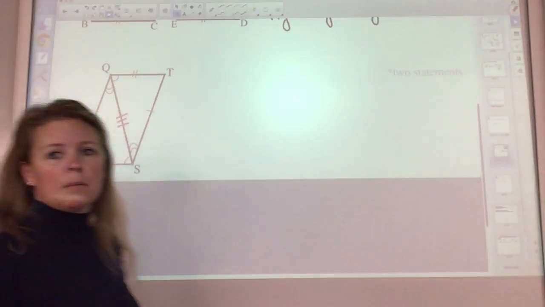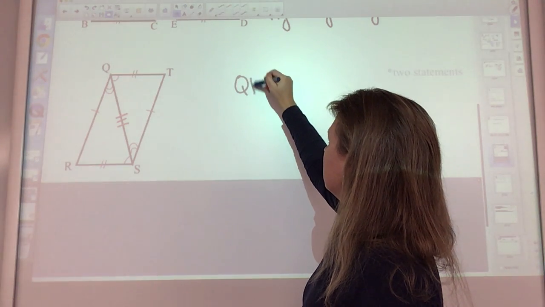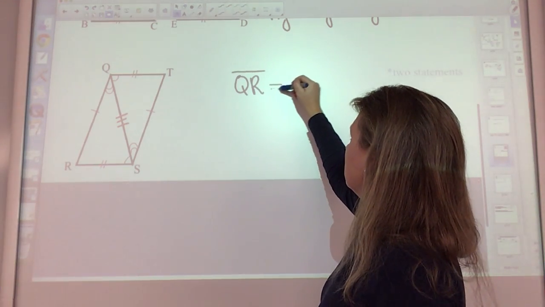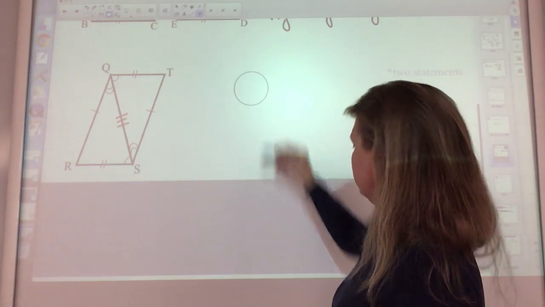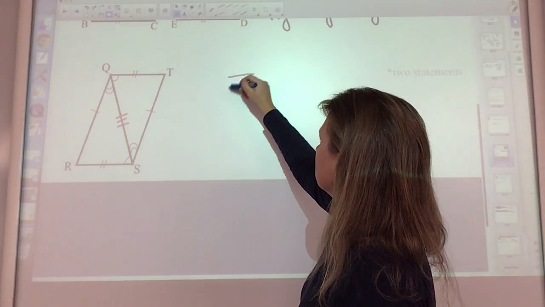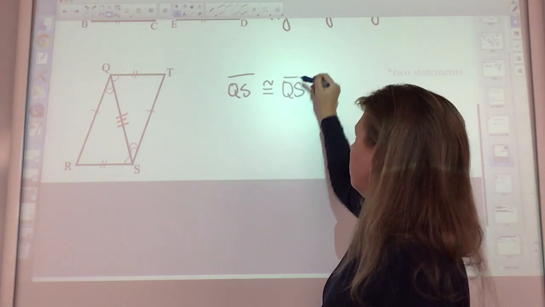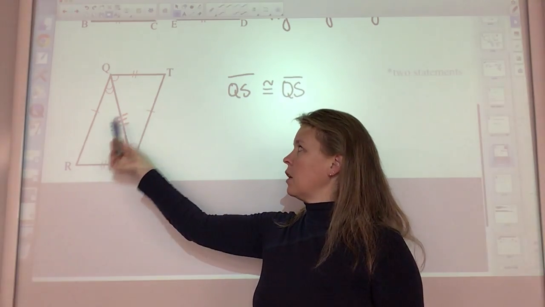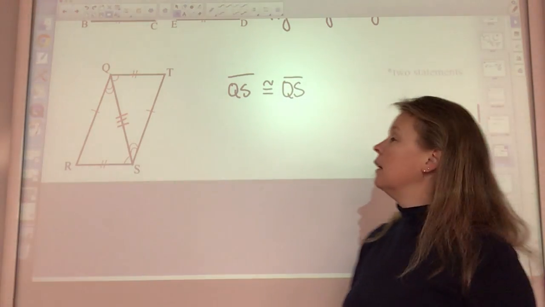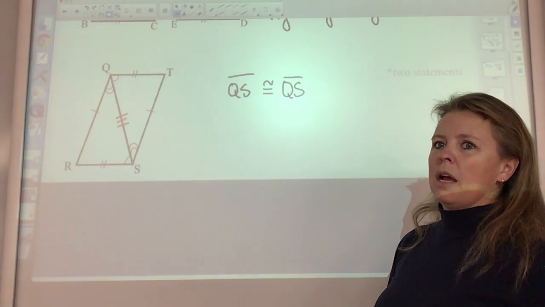Why would you ever say something is congruent to itself? Because you need to say that segment QS is congruent to segment QS. Why is it congruent to itself? Because you need it for this triangle and you need it for this triangle. And the reason, go find it and spell it right.